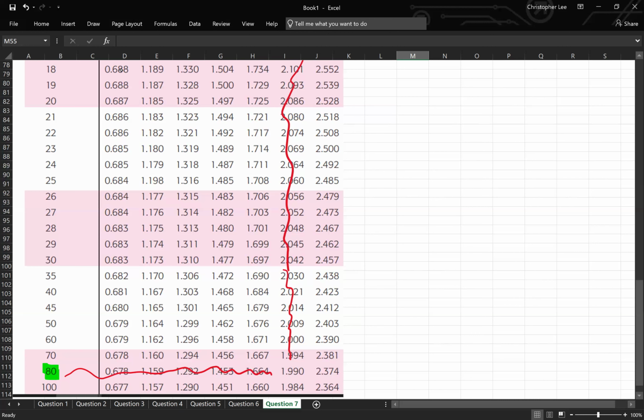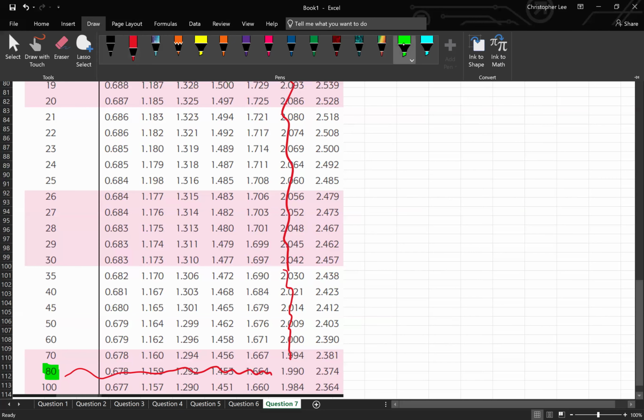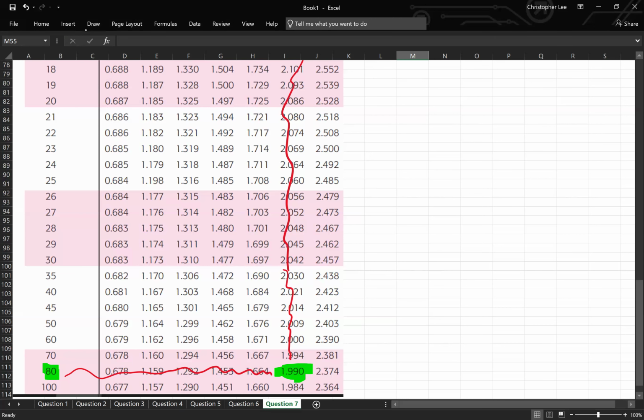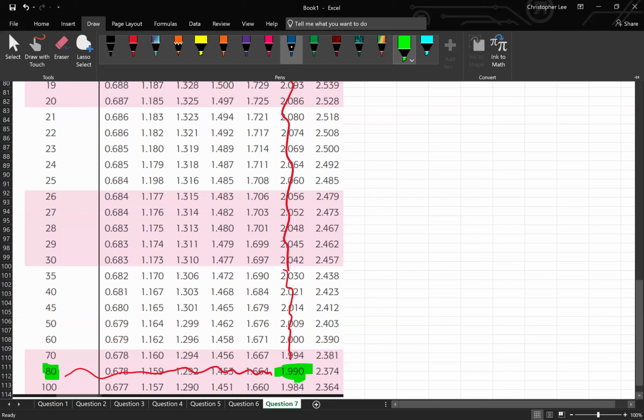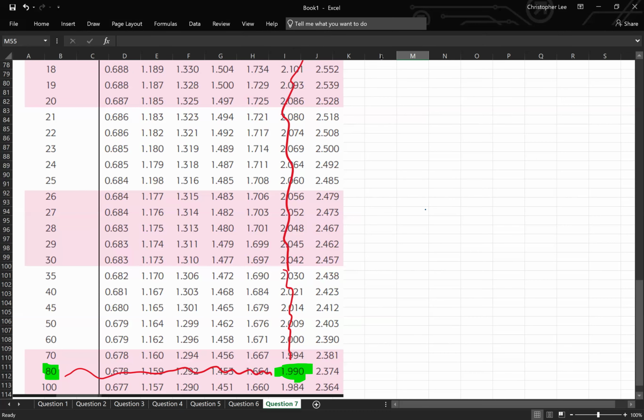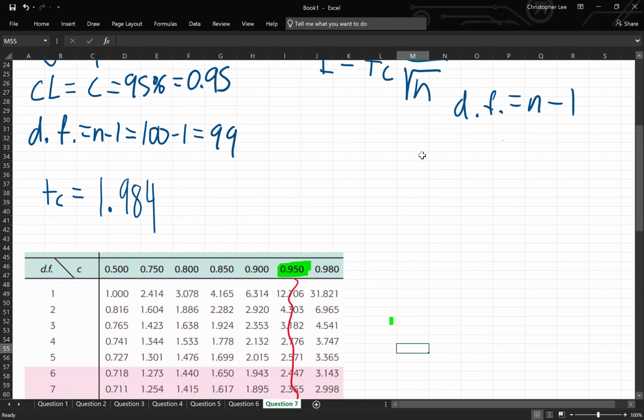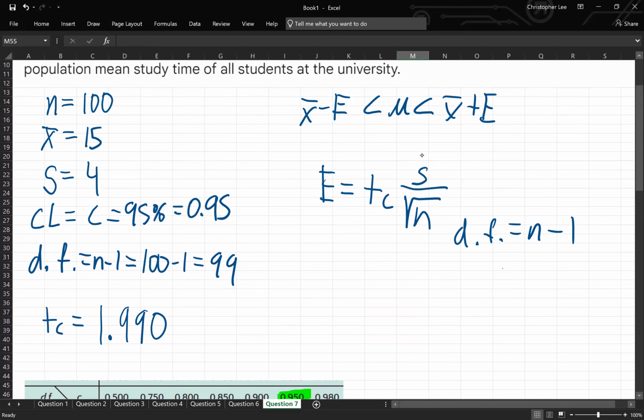Your guy might not know that. So we got what? 1.990. Let's go back over here. See how that other one was smaller? The 1.984. 1.990 is bigger, so that's gonna make the numerator of this formula right here larger. So I'm gonna get a larger range. That's what I want. All right.